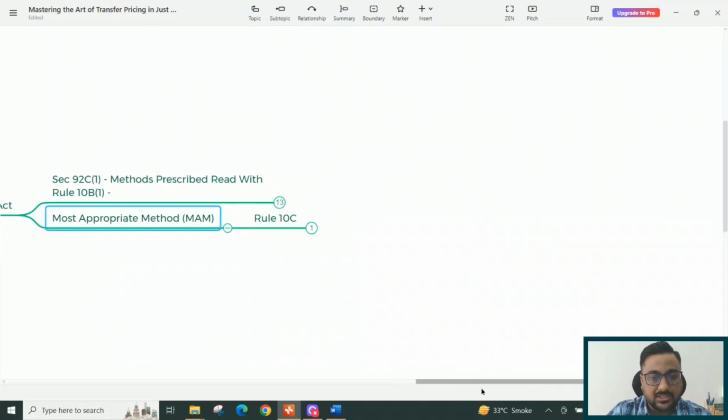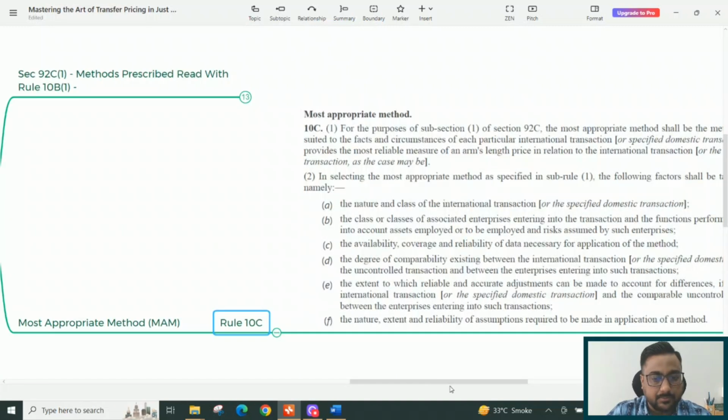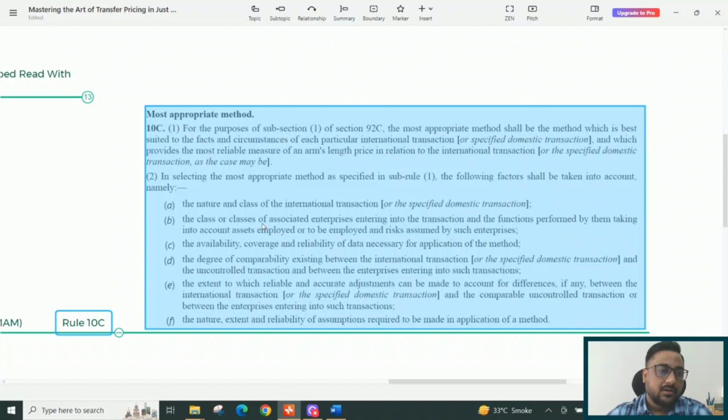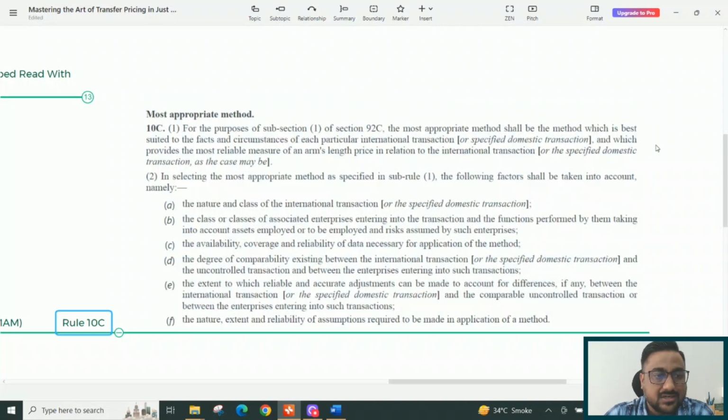So under Rule 10C, you will find the concept of most appropriate method. Now, let me just read that. Sub-rule 1 of Rule 10C says that for sub-section 1 of section 92C, the most appropriate method shall be the method which is best suited to the facts and circumstances of each particular international transaction and which provides the most reliable measure of an arm's length price in relation to the international transaction. Right. So you need to understand that out of six methods, which can be the most appropriate method. So that's where you come to this Rule 10C.